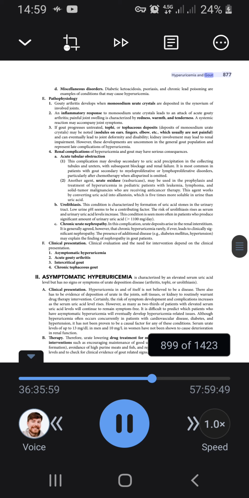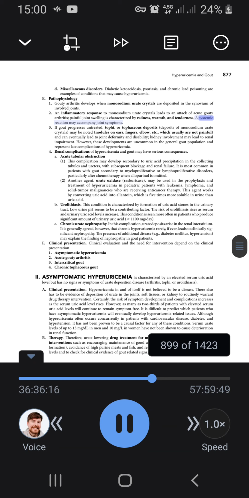Hyperuricemia and gout 877. D. Miscellaneous disorders. Diabetic ketoacidosis, psoriasis, and chronic lead poisoning are examples of conditions that may cause hyperuricemia. E. Pathophysiology. 1. Gouty arthritis develops when monosodium urate crystals are deposited in the synovium of involved joints. 2. An inflammatory response to monosodium urate crystals leads to an attack of acute gouty arthritis. Painful joint swelling is characterized by redness, warmth, and tenderness.